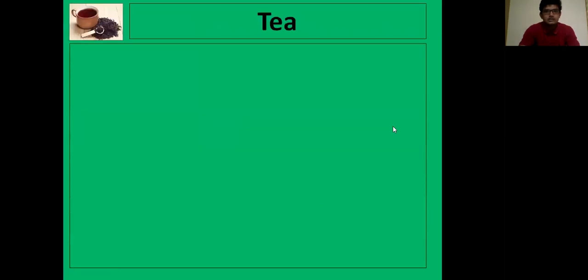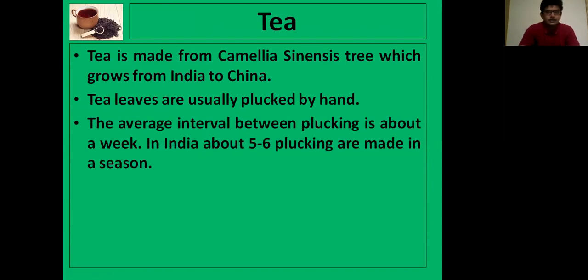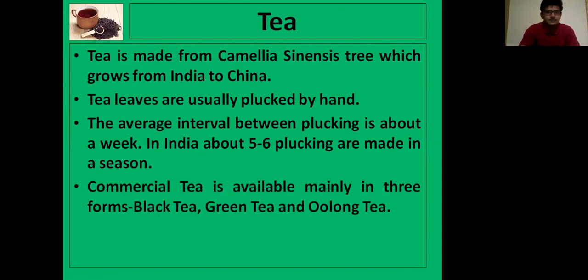So what is tea? Tea is made from the Camellia sinensis tree which grows from India to China. Tea leaves are usually plucked by hand manually. The average interval between plucking is about a week. In India, about 5 to 6 pluckings are made in a season.